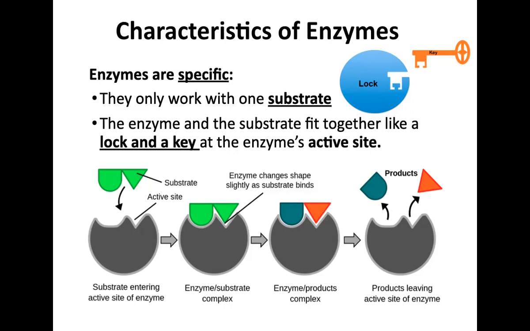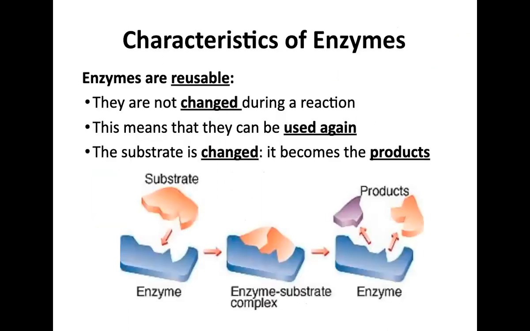Something else you should know is that when they come together, this on the outside here is known as the active site, and that is where they come together. The next thing we need to know is that they are reusable. What does it mean to reuse something? You can use it again. Remember back to those couple pictures? What happened to the enzyme? Did it ever change? No. So nothing happens to the enzyme, and the enzyme can be reused. They're not changed, they can be used again. The substrate is what changes.